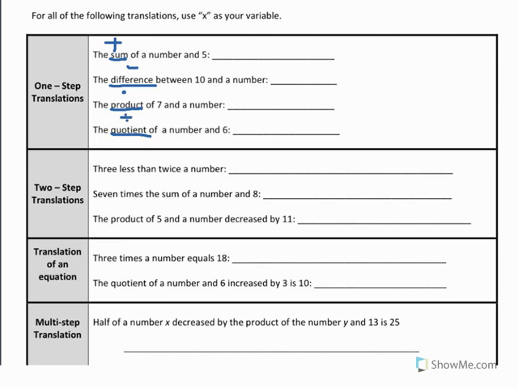Now we're also going to actually be writing our quotient. We want to be writing it as a fraction. Okay, so not using the actual division sign.